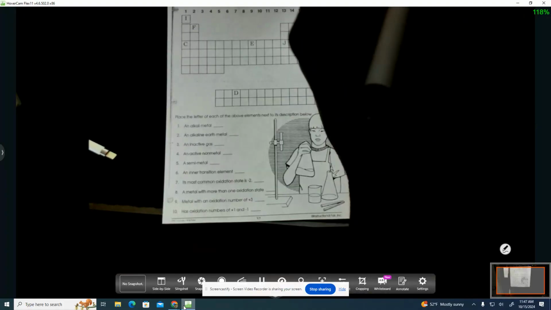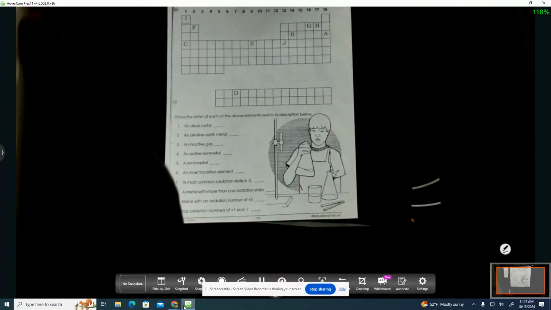All right, here we go. New stuff. Maybe, if I can get to a new page.